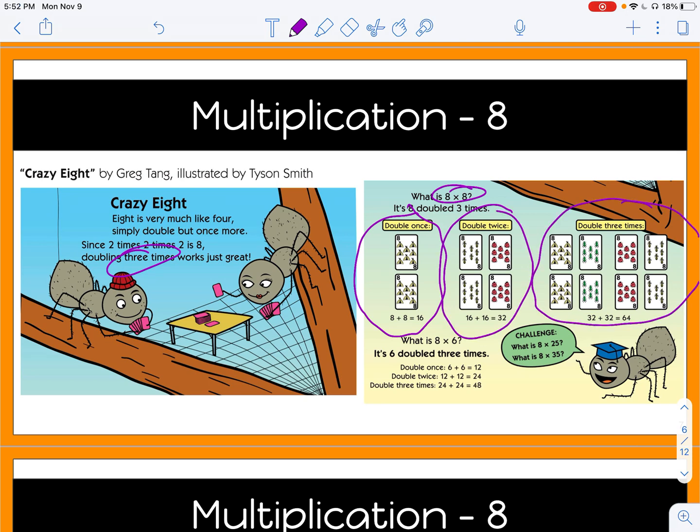So what's 8 times 6? It's 6 doubled 3 times. Double once, check. 6 plus 6 is 12. Double twice, 12 plus 12 is 24. 24 plus 24 is 48.